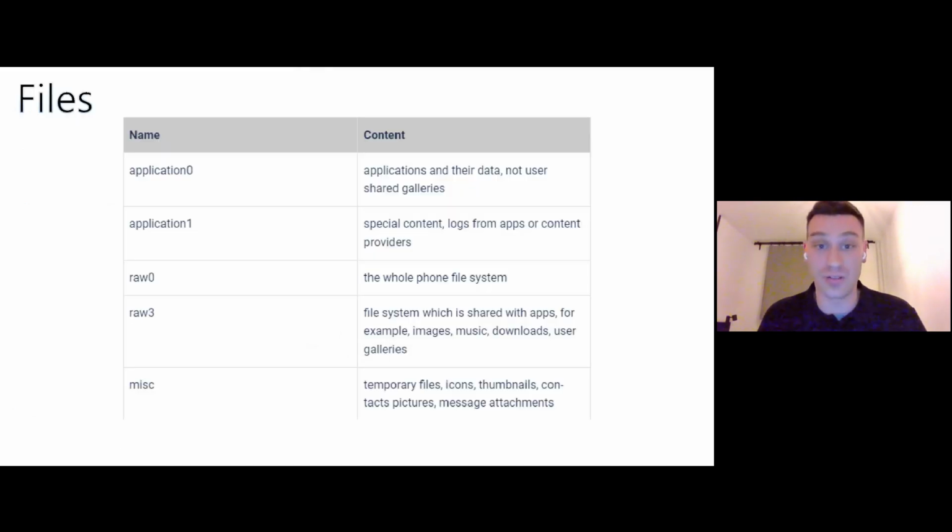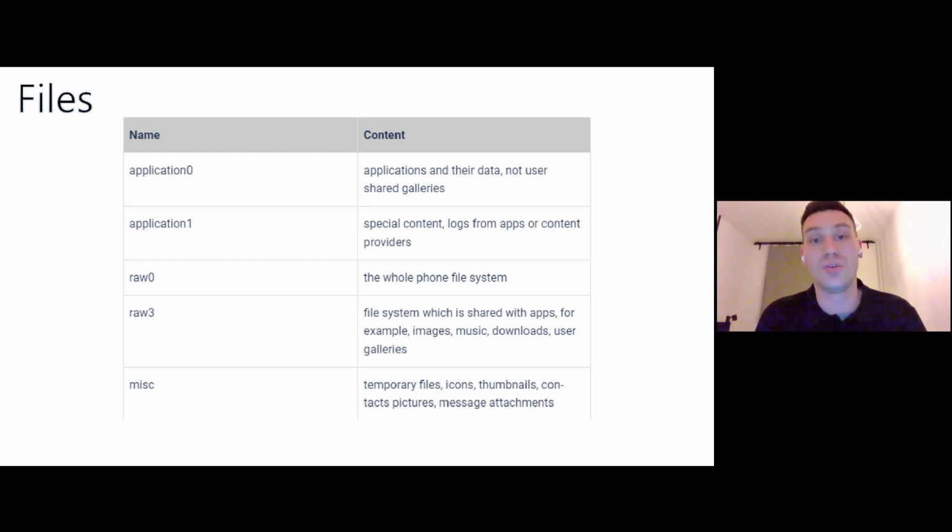So going over the file system, you're going to have application 0, application 1, RAW 0, RAW 3, and miscellaneous, right? So for application 1, it's going to be the applications and their data. Below is going to be special content, logs from apps. The RAW 0 is going to be the whole phone file system. And below RAW 3, it's going to be the file system shared with applications, which is going to be images, music, downloads, etc. And then in miscellaneous, we have some temporary files as well.